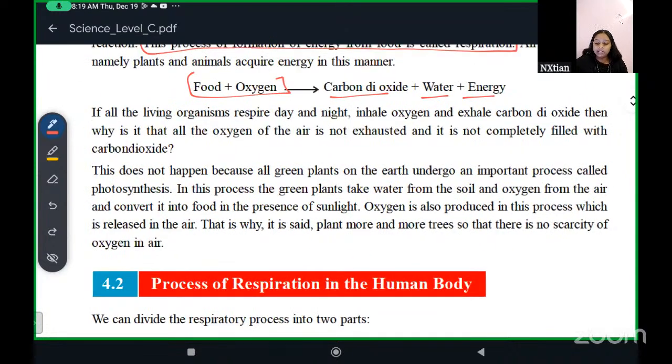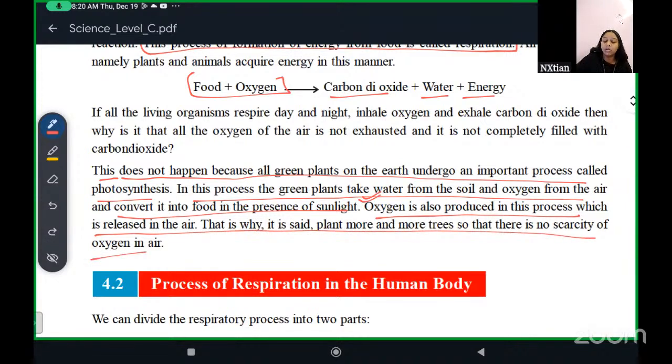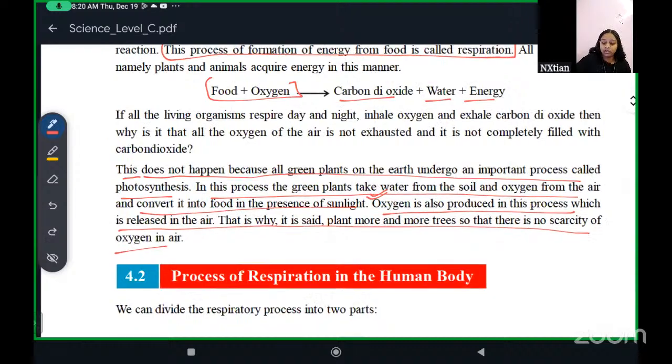Now, if all the living organisms respire day and night, inhale oxygen and exhale carbon dioxide, then why is it that all the oxygen of air is not exhausted and the air is not completely filled with carbon dioxide? Because the plants undergo an important process known as photosynthesis. They take water from the soil and carbon dioxide from the air, and convert it into food in the presence of sunlight. Plants take in CO2 and release oxygen, which helps to maintain the balance of carbon dioxide and oxygen in the air.